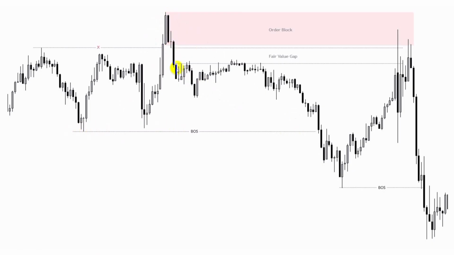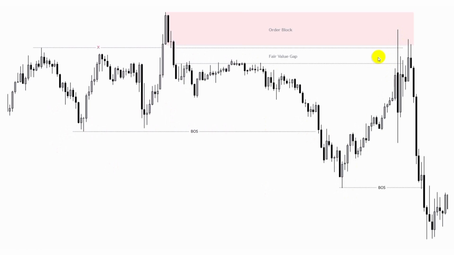Price gave us this impulsive pullback, fell, pullback. Price returned to fill up this fair value gap. Price also returned and mitigated this other fair value gap. And then price fell to the downside and broke structure. So you know that we are in a bearish market condition because we have a valid break of structure here. Now we're expecting to see a pullback to the upside.